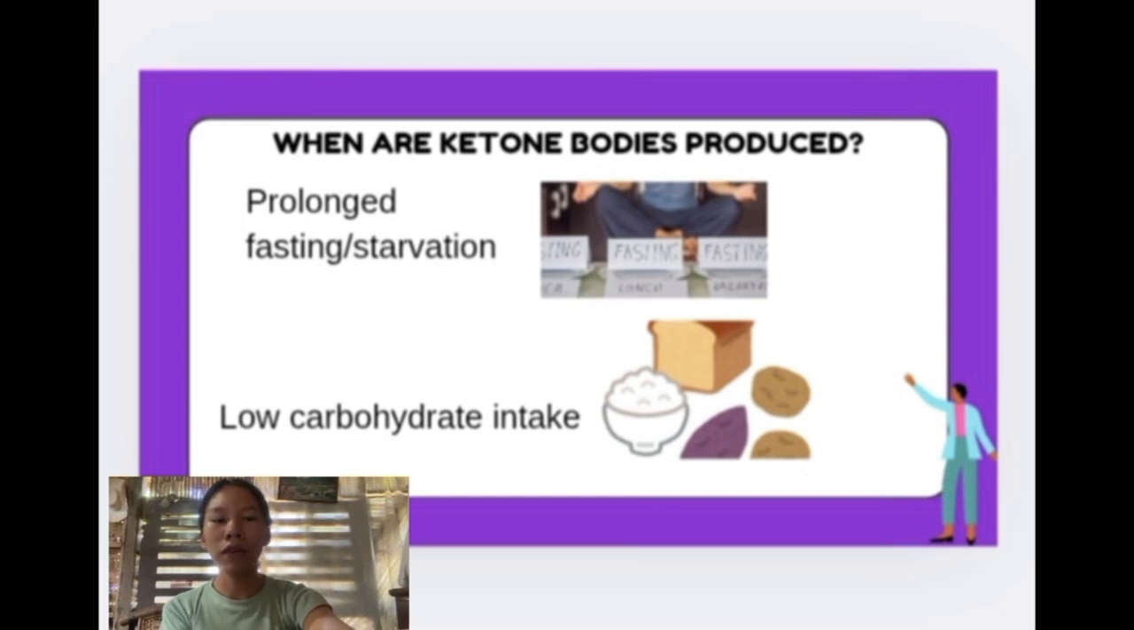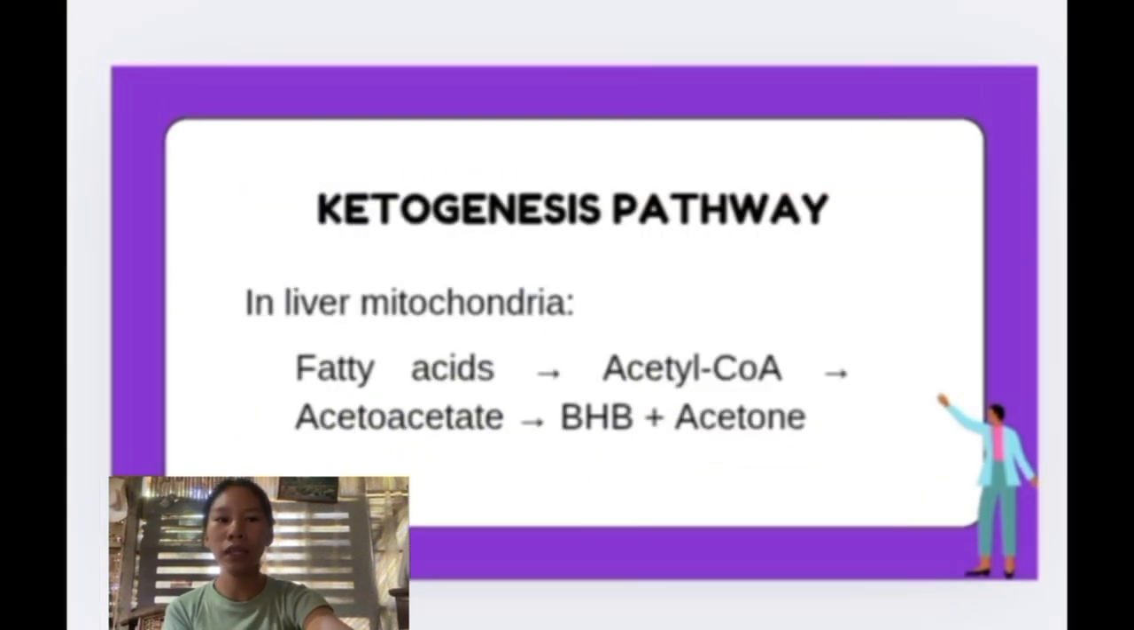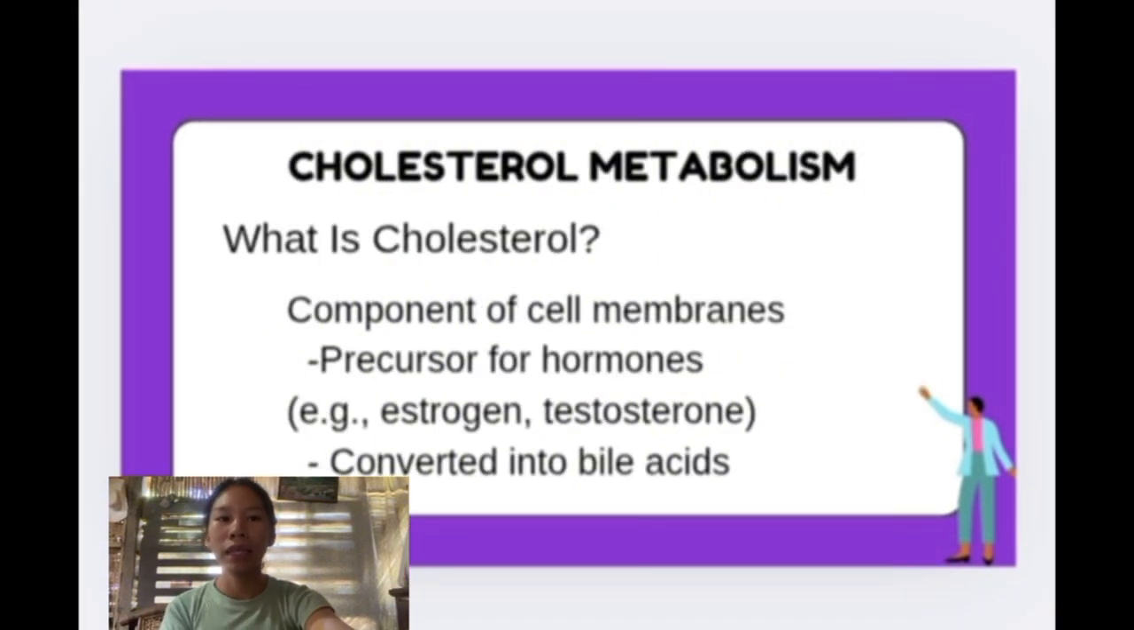So when insulin levels are low, fat breakdown increases. So the liver converts fatty acids into ketone bodies for energy. Next is the ketogenesis pathway. In liver mitochondria, fatty acids produce acetyl-CoA, which produces acetoacetate, which produces BHB plus acetone. So the liver produces ketones but cannot use them. Instead they are released into the bloodstream.